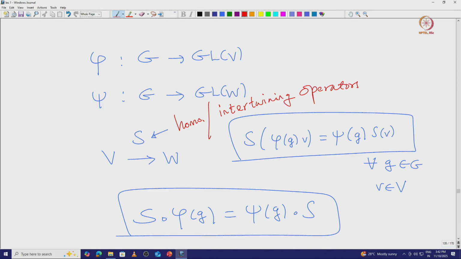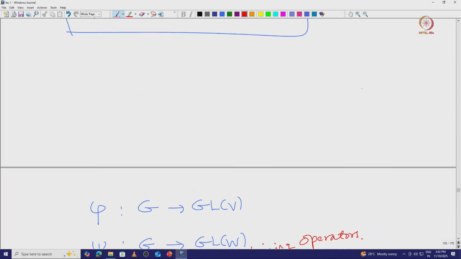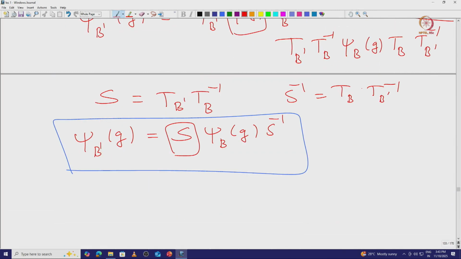So basically the intertwining operators are motivated from the change of basis that we see in the vector spaces, because once we have the action of the group, by changing the basis the action of the group should not actually change. So that is the moral of the story.